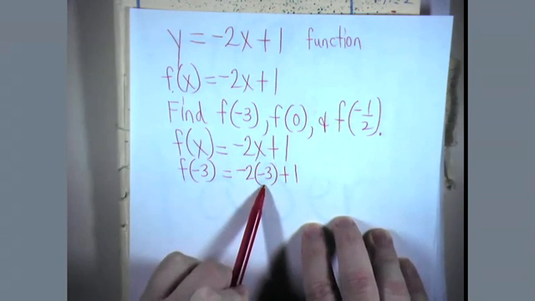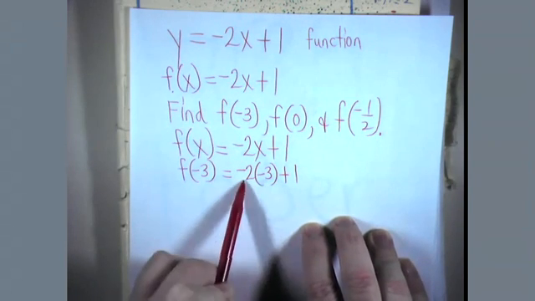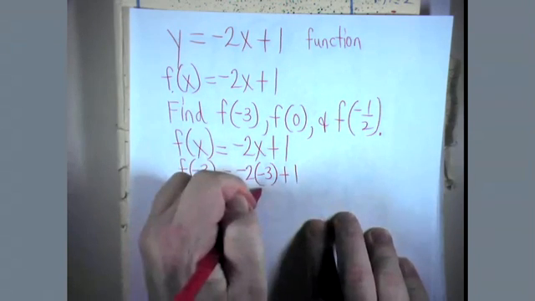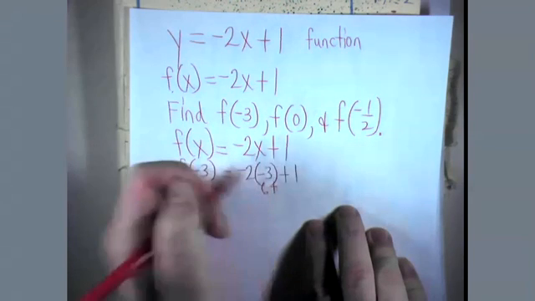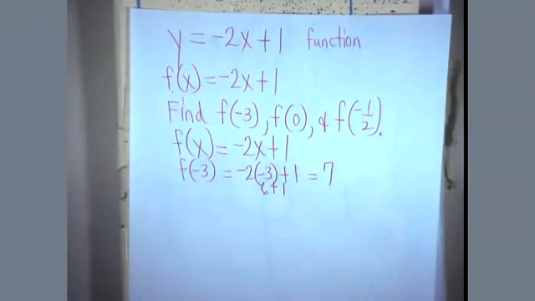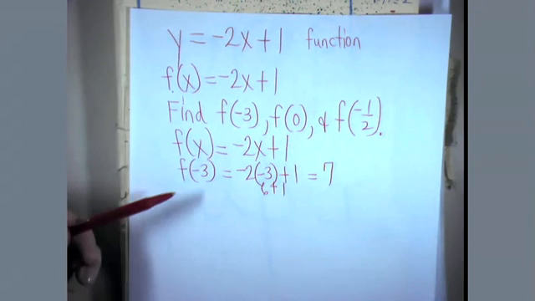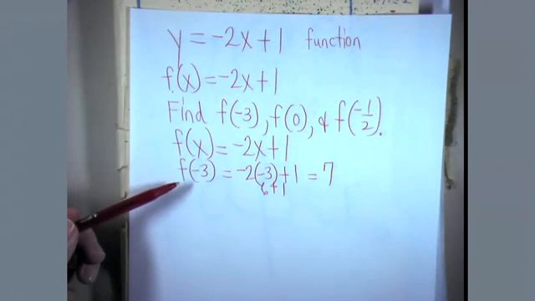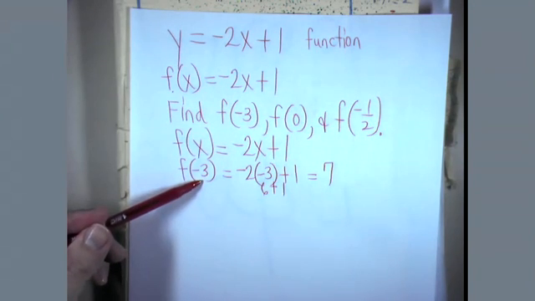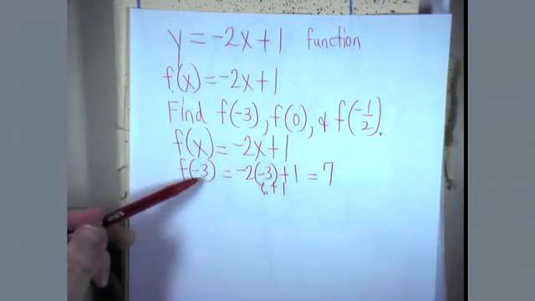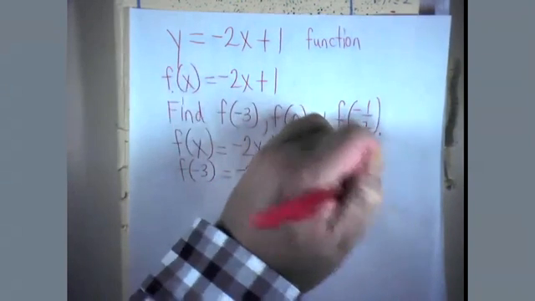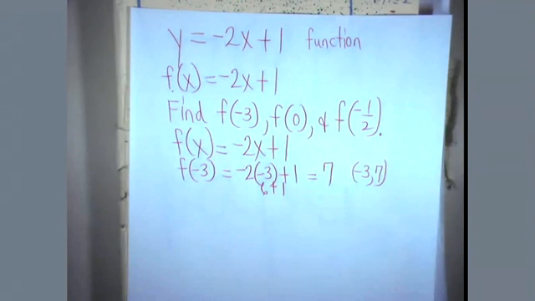According to your order of operations, we have to multiply negative 2 times negative 3 first and get a positive 6. And then add 1 to that to get 7. Now, how you translate this is as an ordered pair if you had to graph it. This is saying when x is -3, your corresponding y value would be 7.